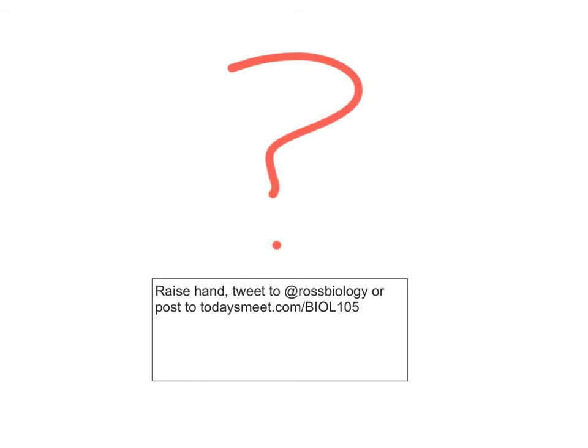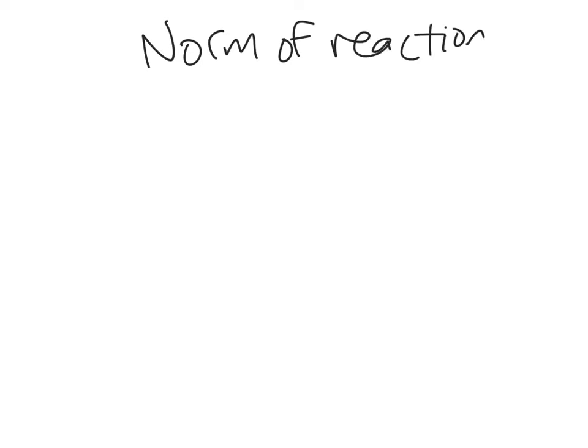Norm of reaction plots. Somehow I'm not surprised that that came up. Okay. So what is a norm of reaction plot? What is the question we're trying to ask? Is it nature or is it nurture? That is, is the trait that we're studying controlled by genes or by environment or both?